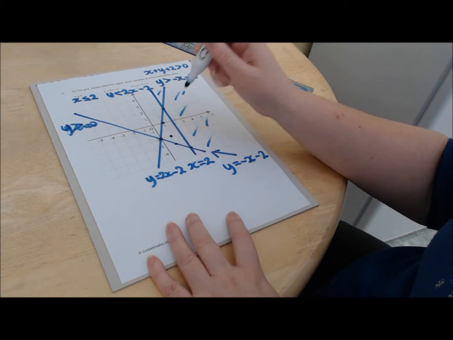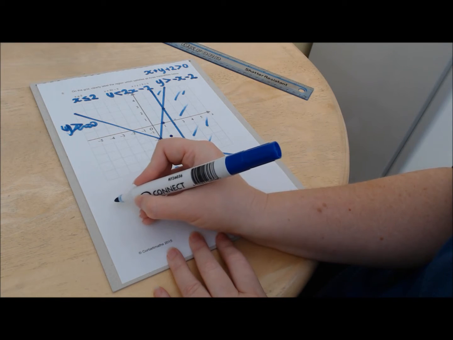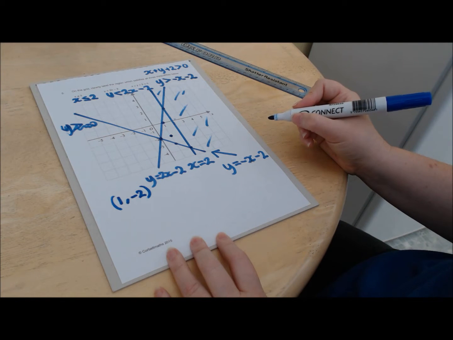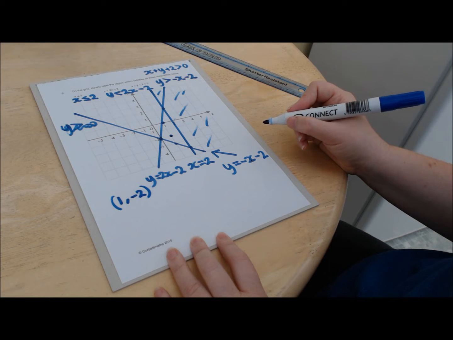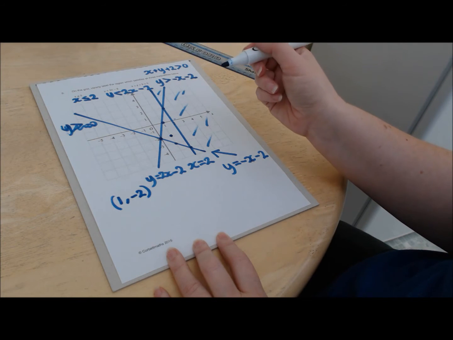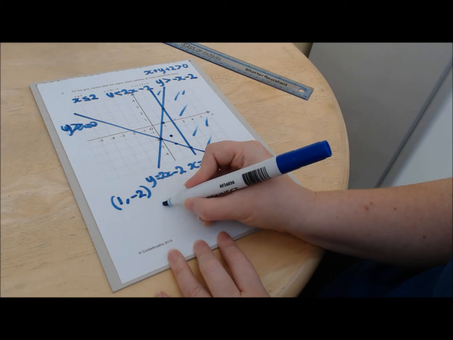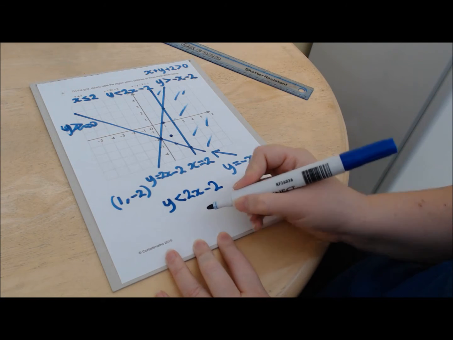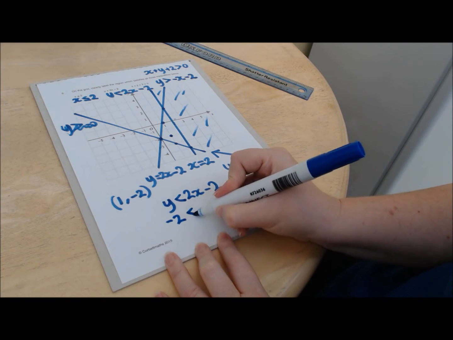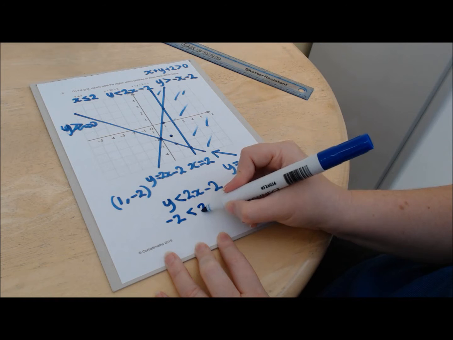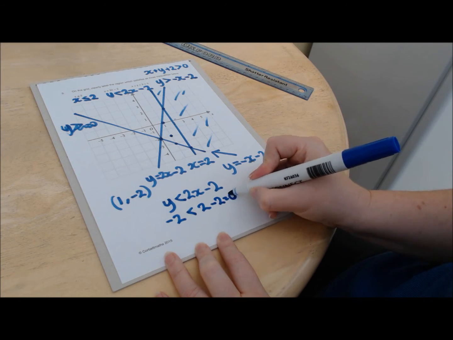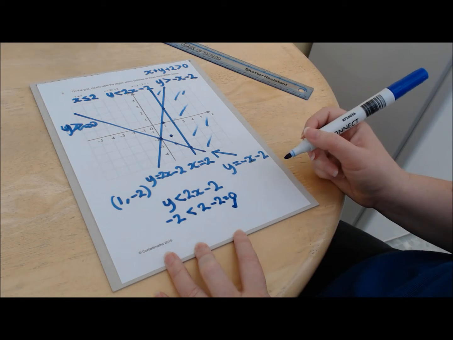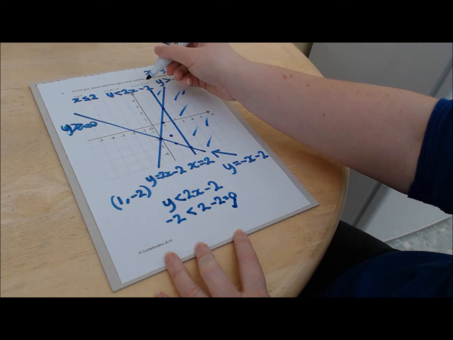So this point here is the coordinate 1, minus 2. So x equals 1 and y equals minus 2. Now this time we need to try it against 2 of these inequalities, not just 1. First of all, we try it against y is less than 2x minus 2. When y is minus 2, x is 1, 2 times 1 is 2, minus 2 equals 0 on this side. Is minus 2 less than 0? Yes, it is.